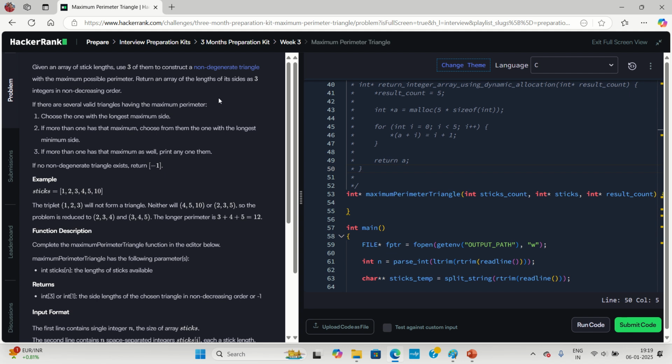What we are supposed to do: we will be given a sticks array. Okay. Now, from this array, our first job will be to find out a triangle, and then from among those triangles find out the one with the maximum perimeter, right? So for finding out the maximum perimeter triangle, let us first divide the problem into smaller problems. So what is the smaller problem? First we need to find out the triangle, how to find out a triangle from this given array.